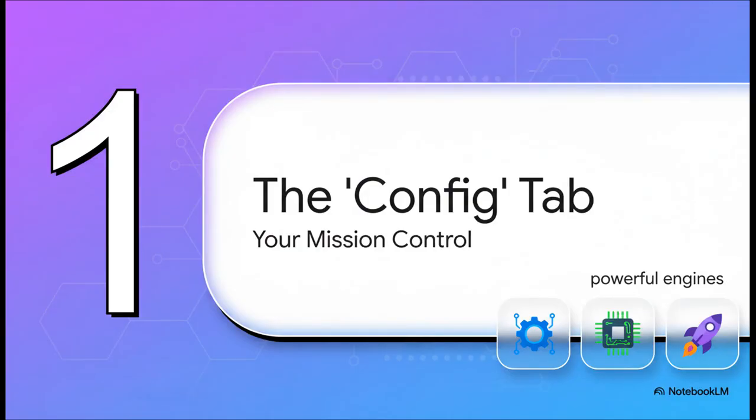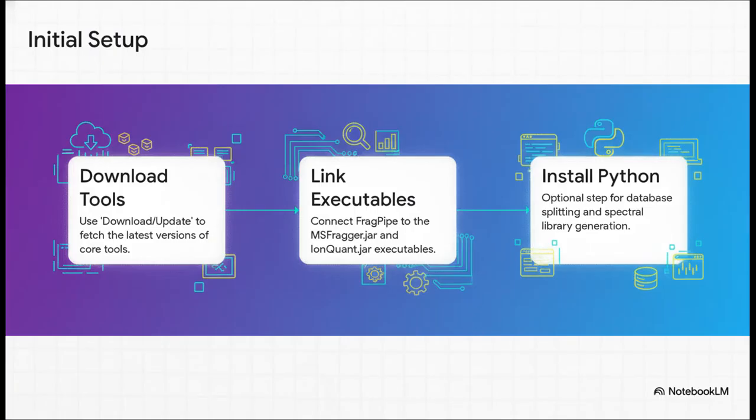The very first place we're going to go is what I like to call Mission Control, the Config tab. This is ground zero. It's where we make sure all the powerful tools that FragPipe uses are connected and ready to go. Getting set up is actually pretty simple.